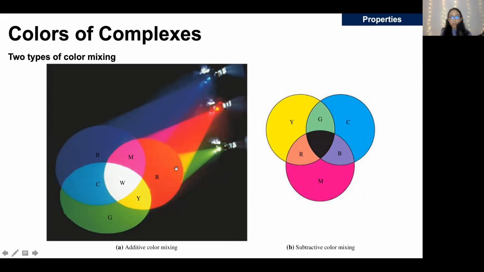Now, you know the concept of complementary color, right? So in additive color mixing, red is the complementary of cyan, magenta is the complementary of green, and so on. Now, there is what we call subtractive color mixing.